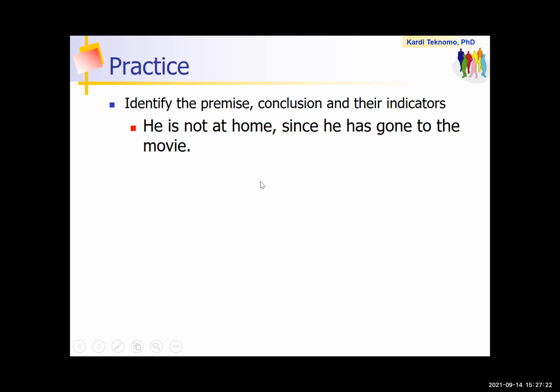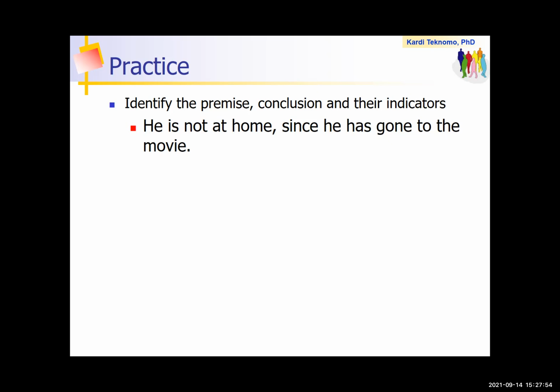Next. How about this? What is the indicator? Since. Since is the indicator of what? Premise, not conclusion. So in that case, what is the premise? He has gone to the movie. Yes. And what is the conclusion? He's not at home. Yes.